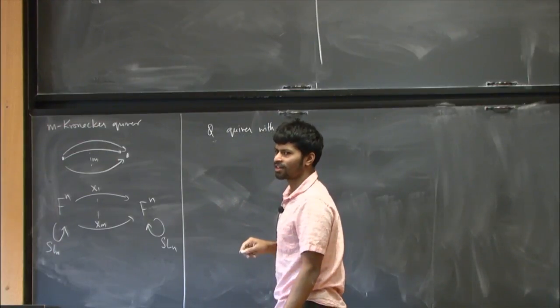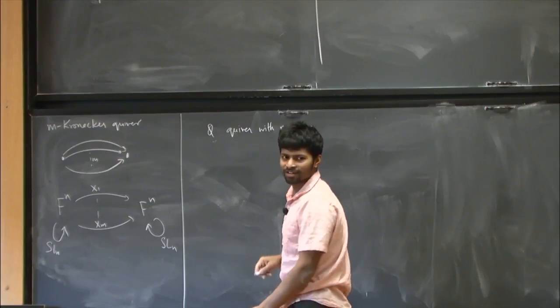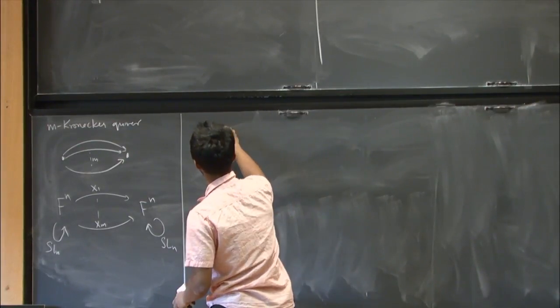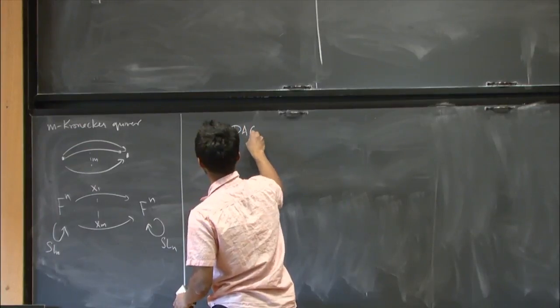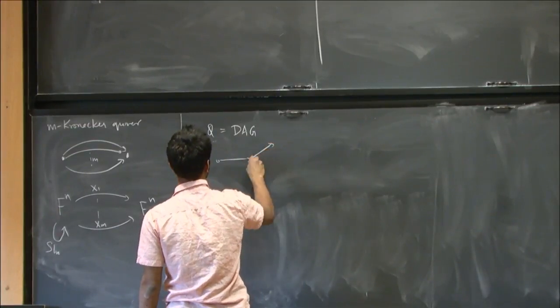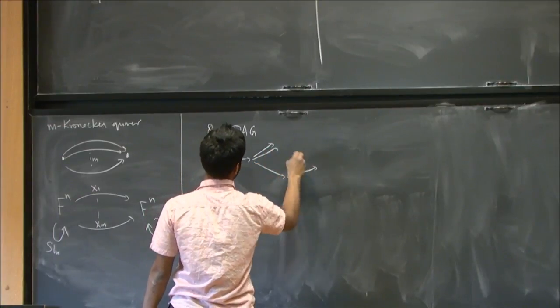Is that called a DAG? Yeah. So it's a directed acyclic graph. And so you might have something that's kind of strange like this.